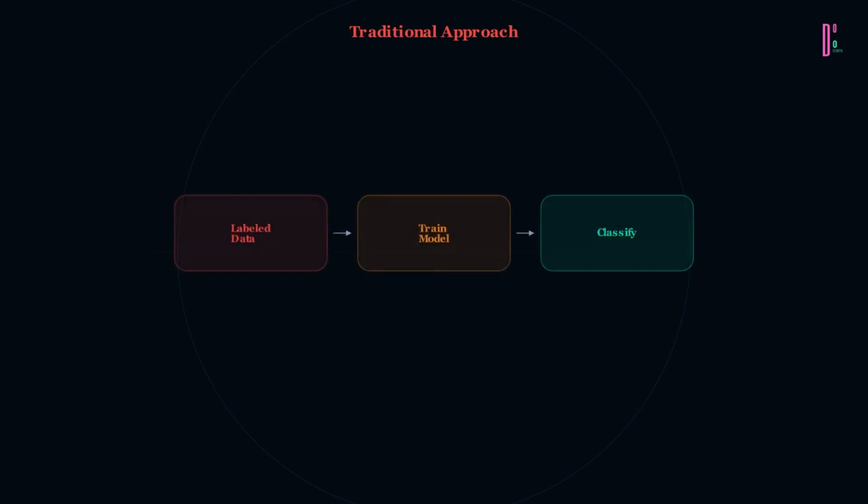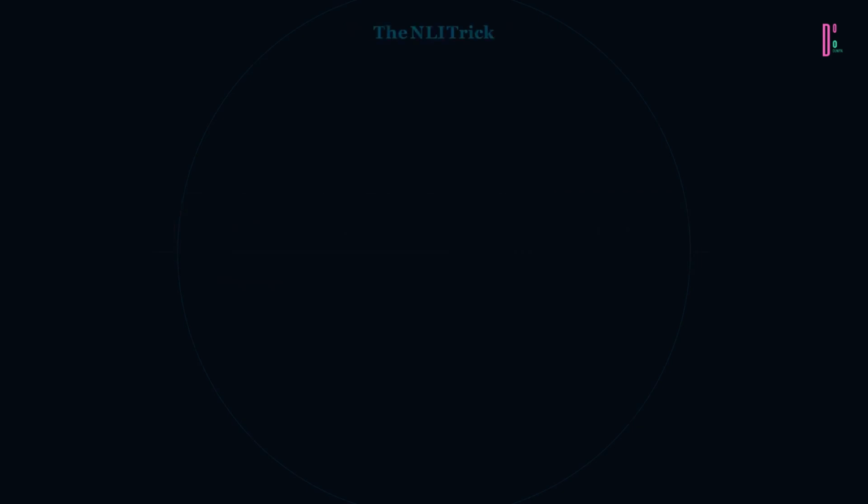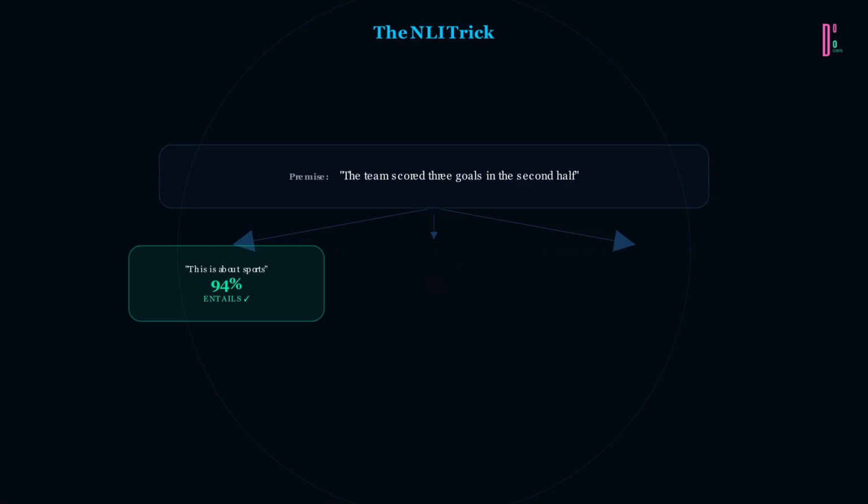Traditional classifiers need labeled training data. No labels, no model. Game over. But zero-shot flips this completely. The most elegant trick uses natural language inference, NLI. Here's the beautiful idea. Instead of training a classifier, we reframe the problem. Take any document and ask, does this text entail the hypothesis that it's about sports?